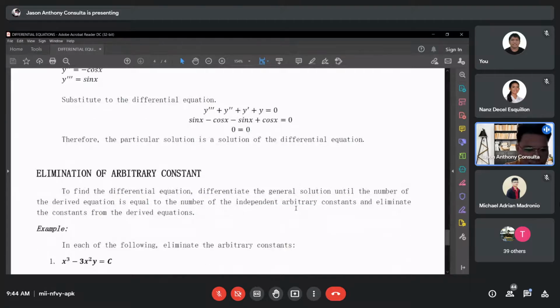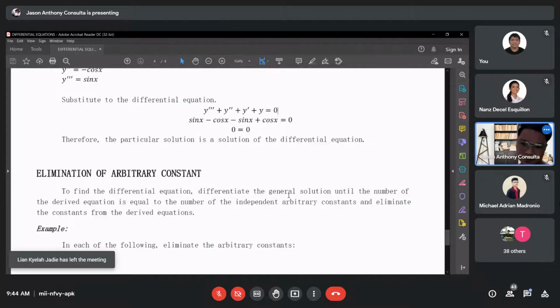So, ito yung isa. Yung last topic for today, the elimination of arbitrary constant. So, to find the differential equation, differentiate the general solution until the number of the derived equation is equal to the number of independent arbitrary constant and eliminate the constant from the derived equation. So, okay? Kung ilan class yung C, yun din yung times na magdi-differentiate tayo ng equation.